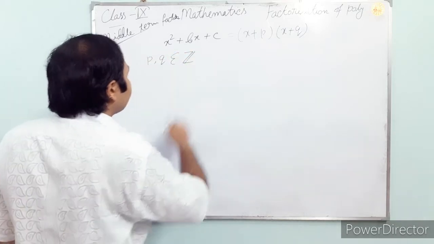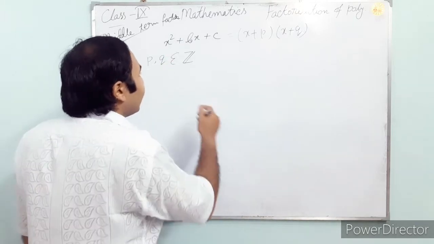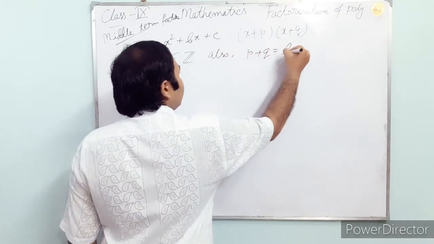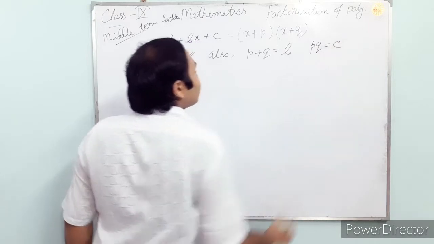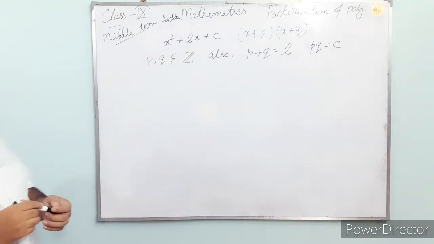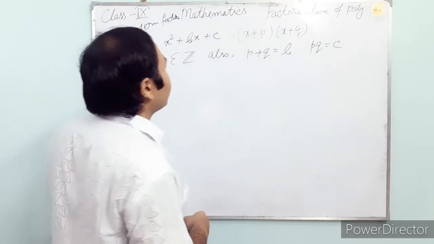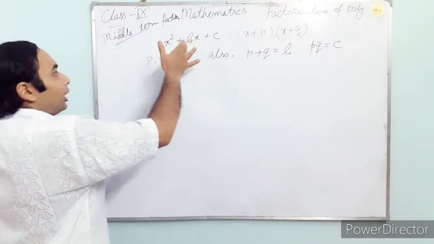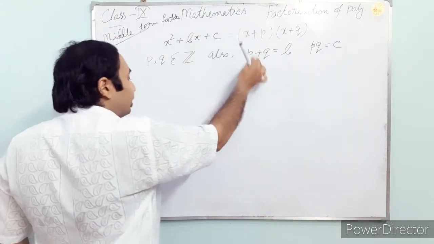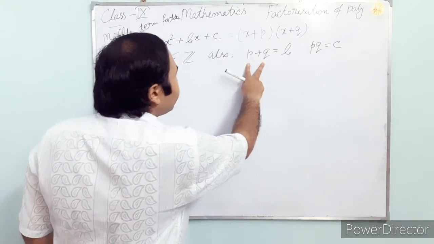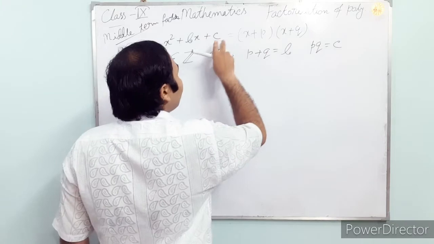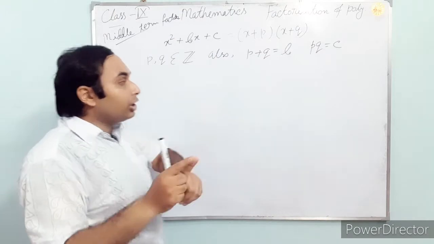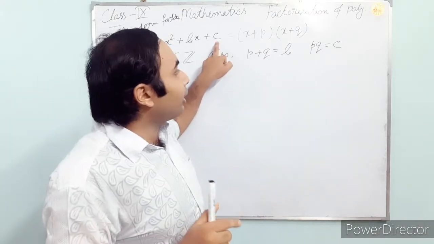I have told you that rule previously. P and q are integers, and also p plus q will be b and pq will be c. Those are two conditions. You have to apply those conditions to get the result, otherwise you will not get the result. P plus q equals b means the middle term is split into two parts, two integers p and q, and when you multiply those two parts, you will get the constant term.